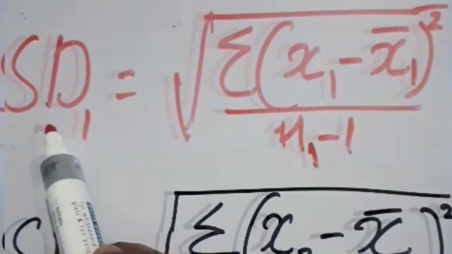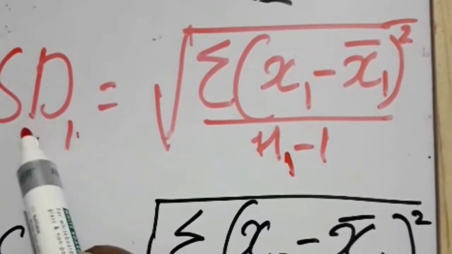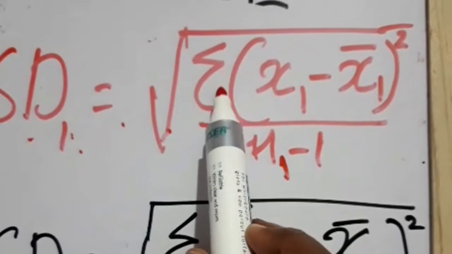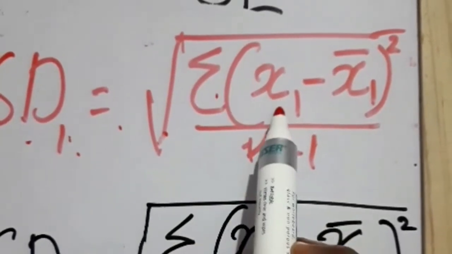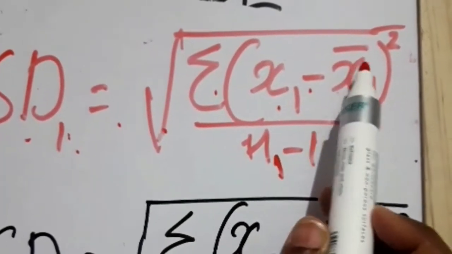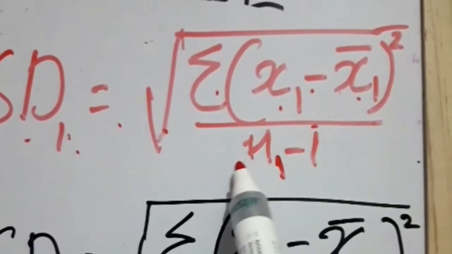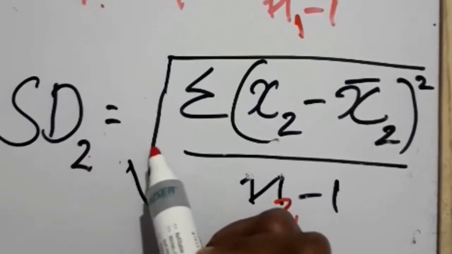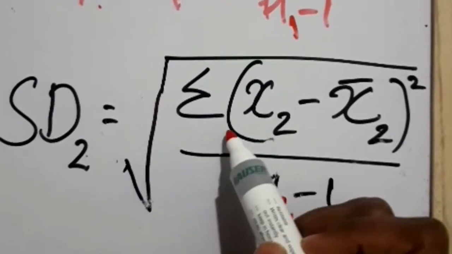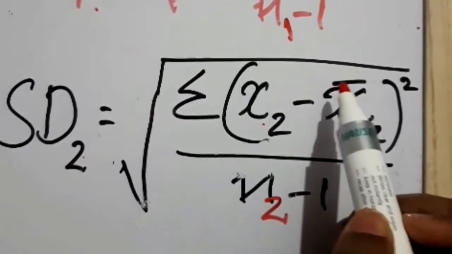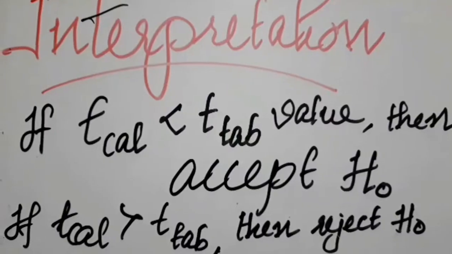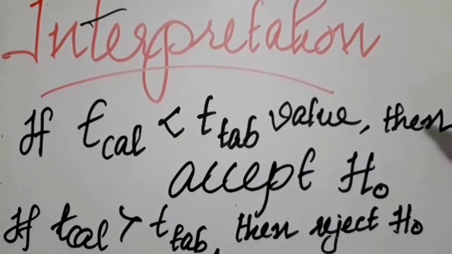Here standard deviation of first group, that is SD1, is equal to root of sigma x1 minus x1 bar the whole square divided by n1 minus 1. SD2, standard deviation of second group, is equal to root of sigma x2 minus x2 bar the whole square divided by n2 minus 1. Here we see the interpretation of result.